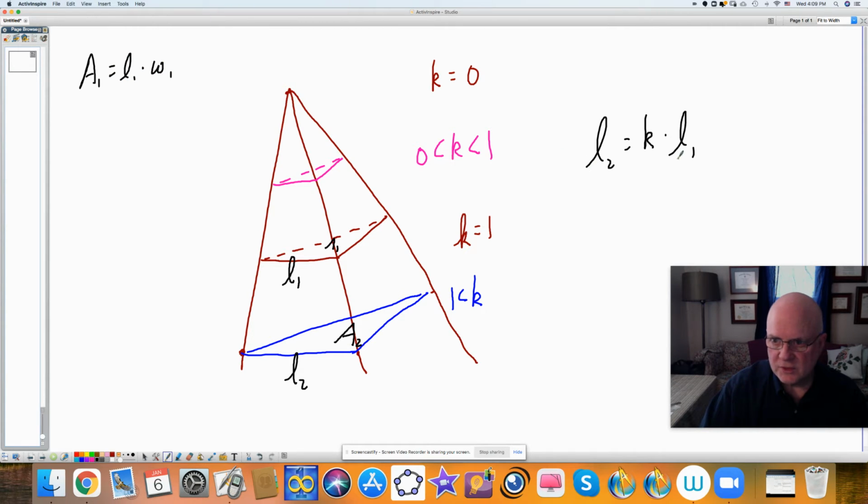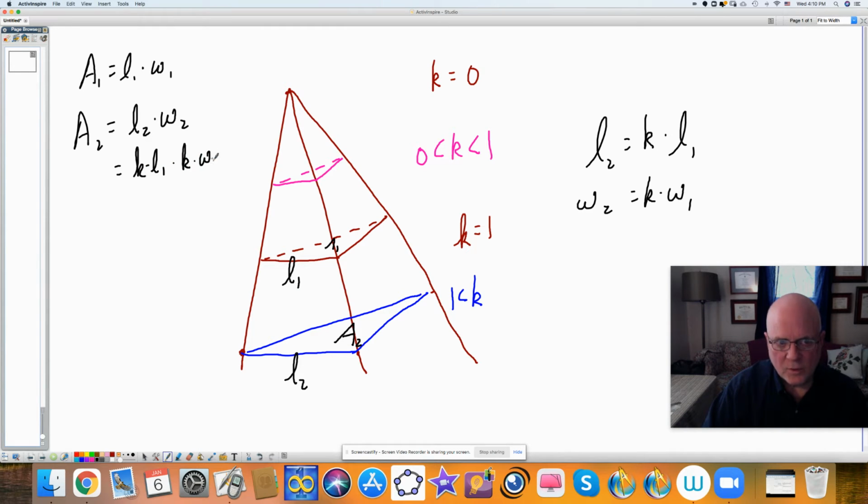My length 2 is like this. I could also say my width 2 is equal to the scale factor times the width 1. So I could say my area 2 is length 2 times width 2. Notice this is k times length 1 times k times width 1, because I'm just substituting these values for length and width. This is k squared times length 1 times width 1. Oh, that's just my area 1, and this is where we come in with the big formula.